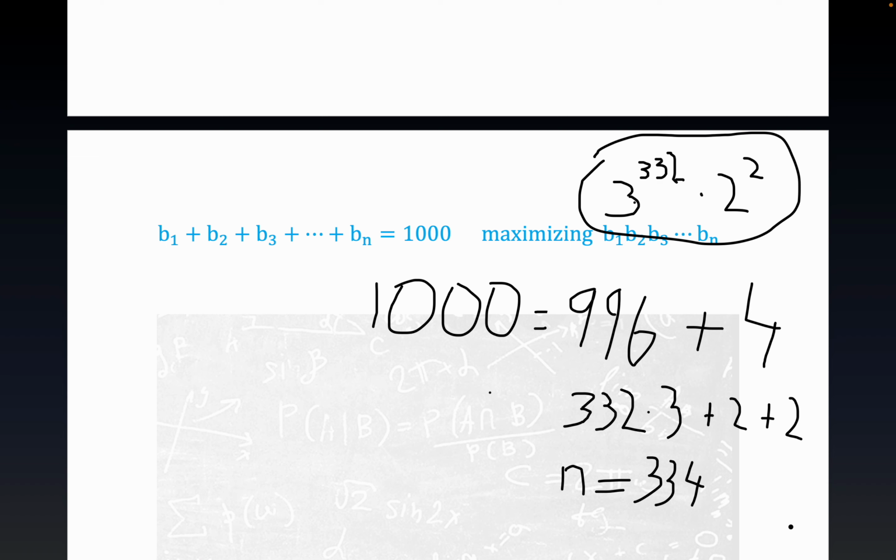I thought that's super cool. So anytime you have something like this, the maximization is always going to be 3 raised to some power and 2 raised to a power not higher than 2. Okay.